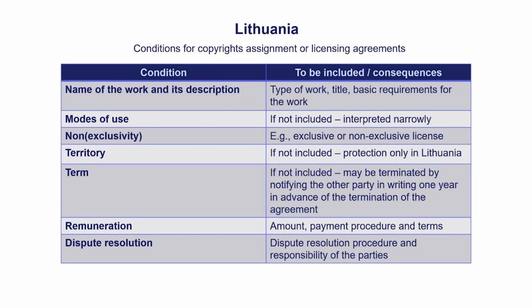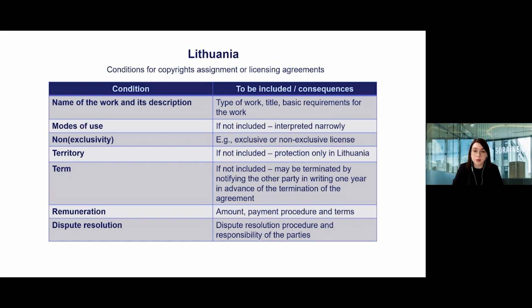So, of course, if you are agreeing on transfer or licensing of copyrights, the title of the work, the type of work, and the requirements of it should be mentioned. What is very interesting is that modes of use should also be listed and included, because if you do not include the modes of use to which the copyrights are assigned, then under the law, they're interpreted narrowly. What does it mean? The law says that if the modes are not specified, the scope of the transfer or license is only to what is necessary to achieve the purpose for which the agreement between the parties was concluded.